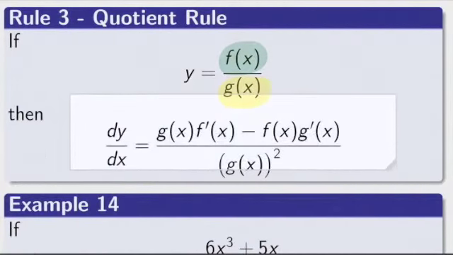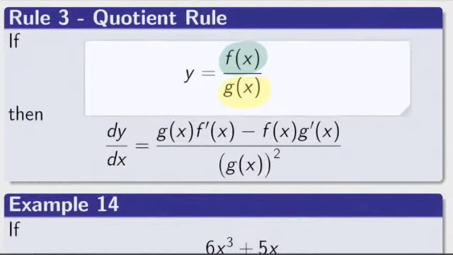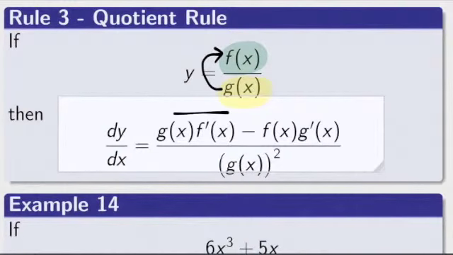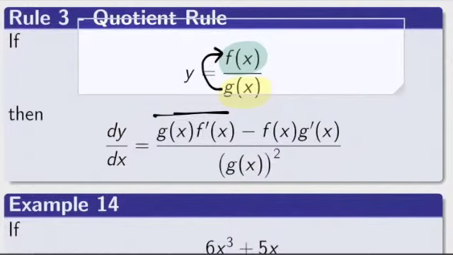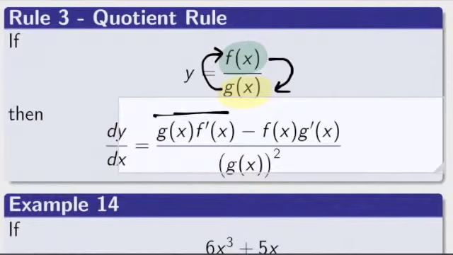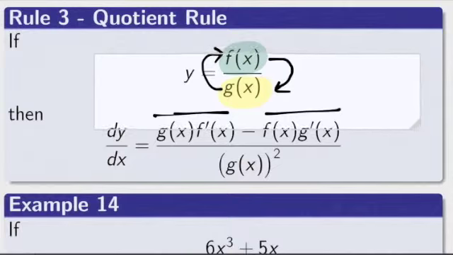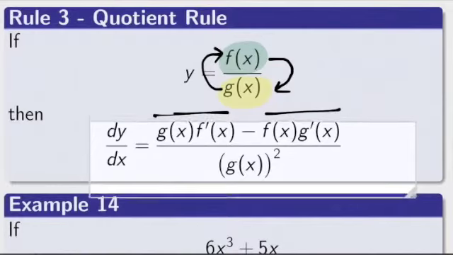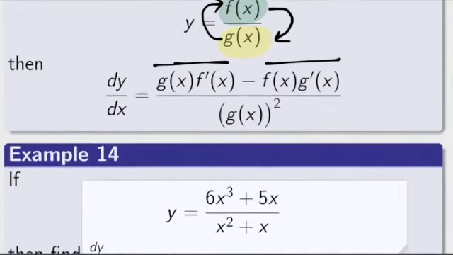Now when you're applying the quotient rule to obtain dy/dx, we start with the denominator. It's g(x) times the derivative of f(x). Here it is, g(x) times the derivative of f(x), minus f(x) times the derivative of g(x). So here it is, f(x) times the derivative of g(x), divided by g(x) squared. g(x) is the term in the denominator, g(x) squared.